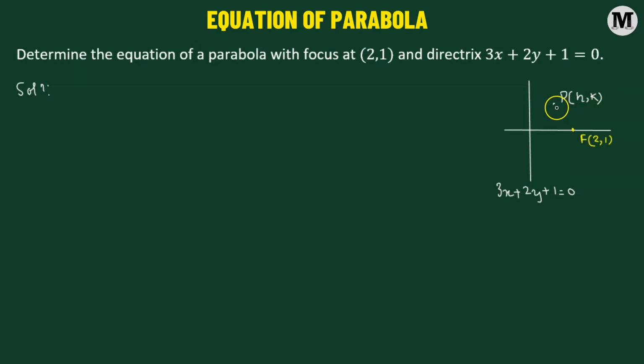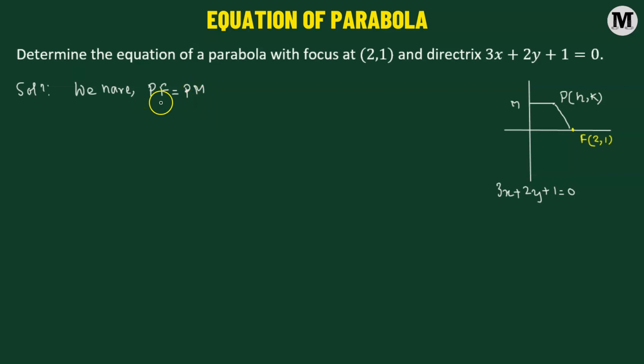The point P is chosen in such a way that if we join P and F, and then drop a perpendicular from P on the directrix, say it meets the directrix at M, then the distance PM will be exactly equal to the length of PF. This is the definition of a parabola, and we're going to use it. So we have PF equals PM, and we'll begin from here.